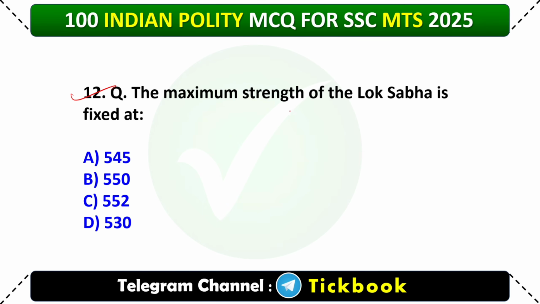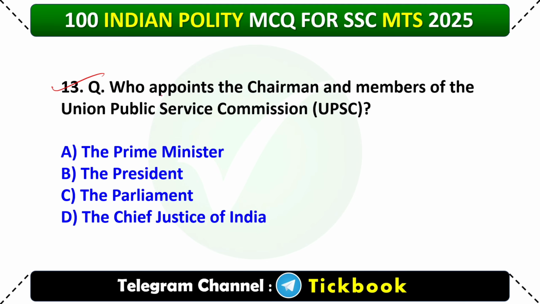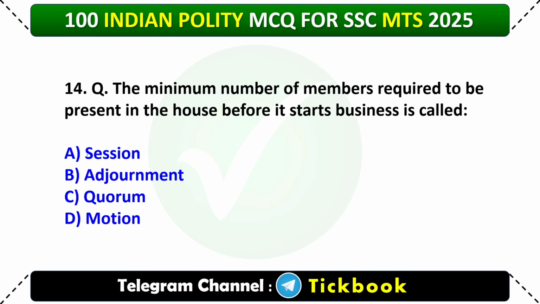12. The maximum strength of the Lok Sabha is fixed at? Option number B, 550. 13. Who appoints the chairman and members of the Union Public Service Commission, UPSC? Option number B, the President.